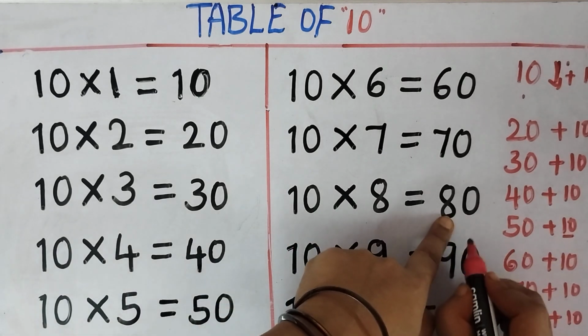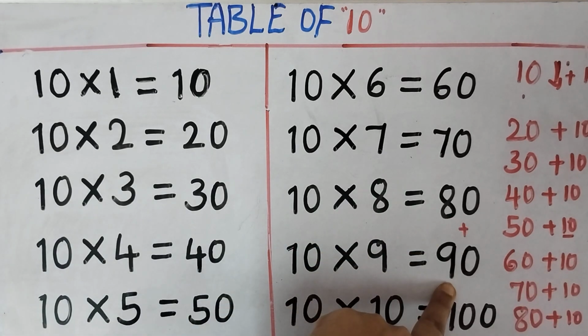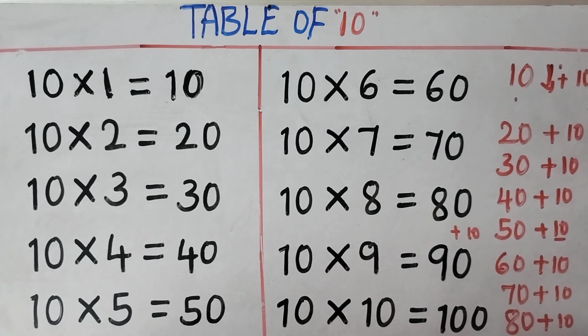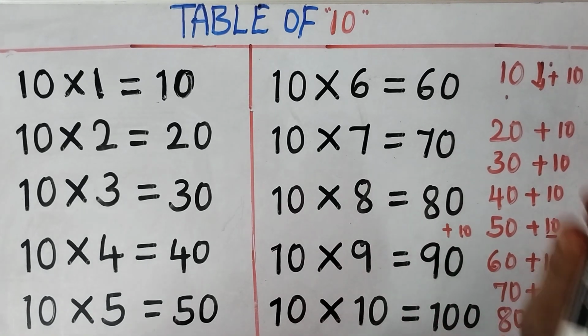For this 80 we add again 10, so we get 90. Okay, lastly 10 nines are 90, 10 tens are 100. So for this 90 we add again 10 more. So that equals 100. So 10 tens are 100. This is the easy method of skip by tens.